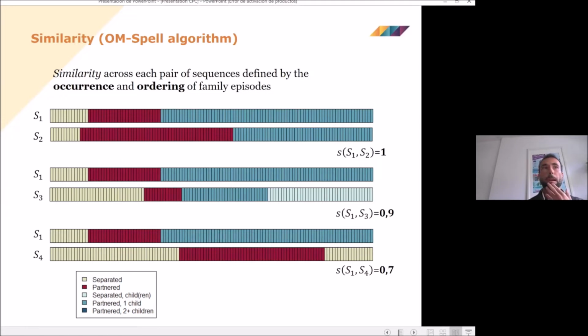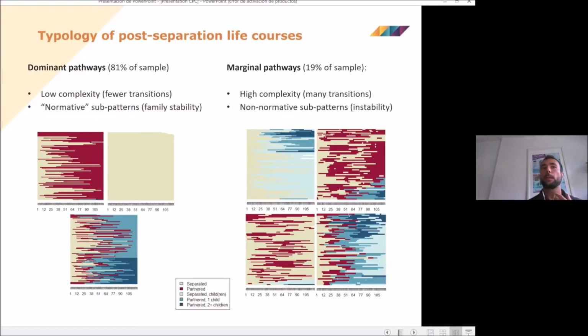Now that we know what we're comparing, what we do is cluster sequences according to their similarity, and we decide here to keep 7 clusters that summarize a big deal of the heterogeneity in our sequence data. And we have divided the resulting pathways into groups for interpretation. One of the groups is composed of 3 pathways that we label dominant. They are dominant in terms of population distribution: altogether, they comprise 80% of all sample individuals, and each of these 3 pathways comprises at least 20% of the overall sample. These pathways are characterized either by low complexity or fewer family transitions after separation, or by a standard or normative set of transitions, such as forming a stable partnership or a family.